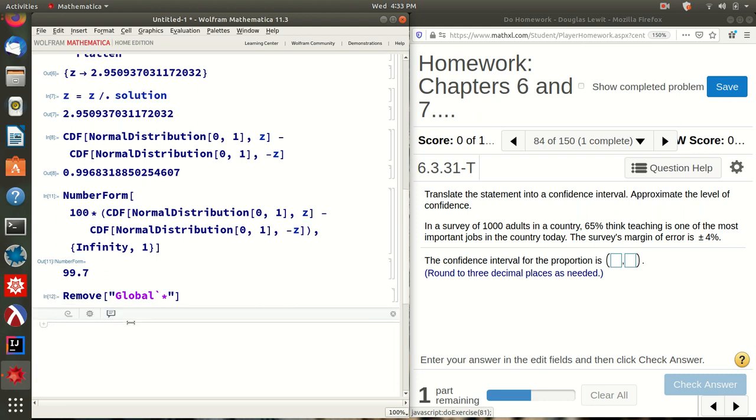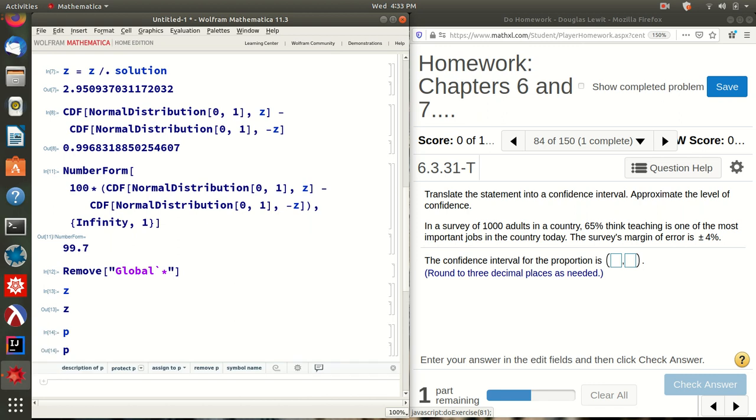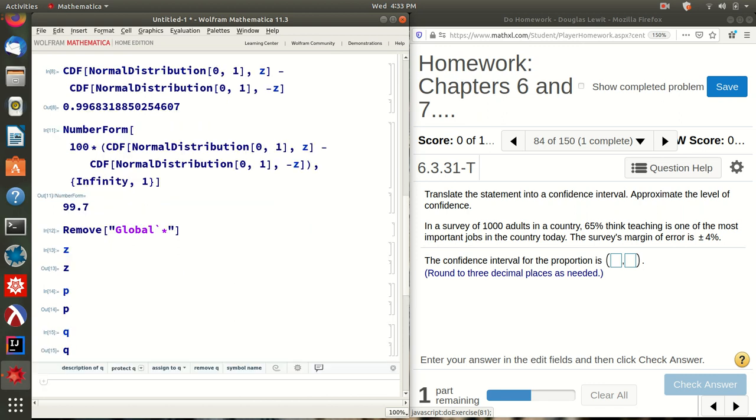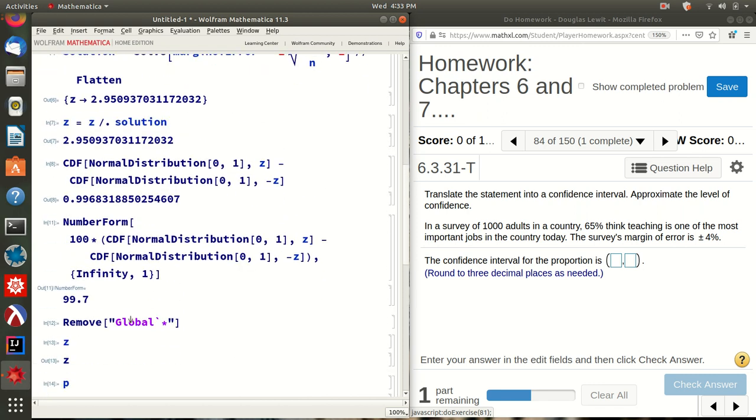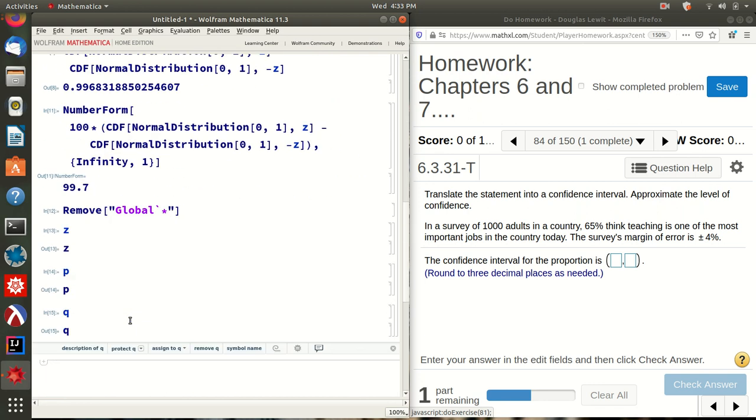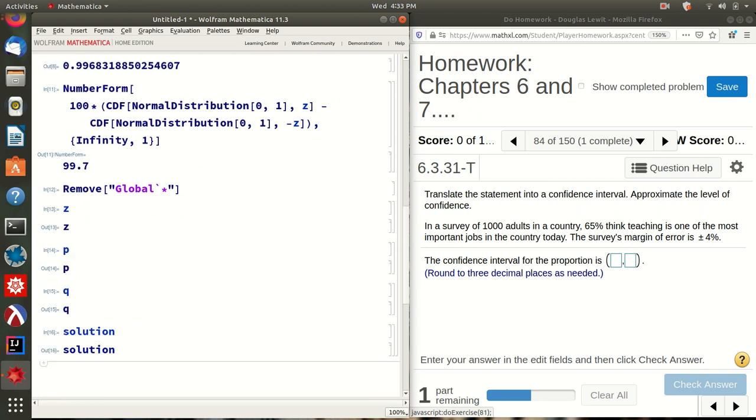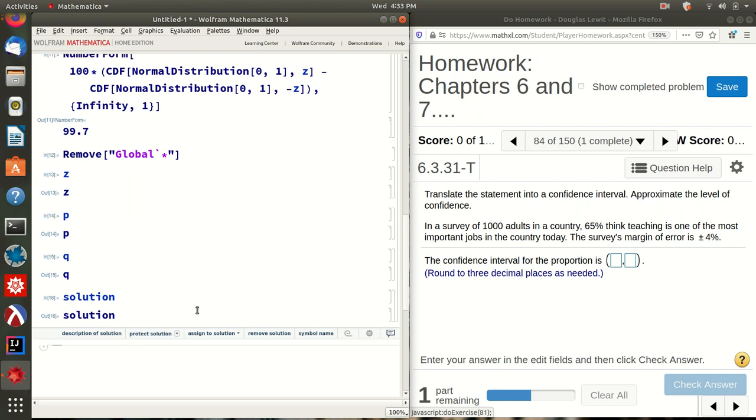So now, the variables above are no longer defined. Z doesn't have a definition, P doesn't have a definition, Q doesn't have a definition, solution doesn't have a definition. So these variables are undefined. I removed them so that I can reuse them and redefine them for the next problem.